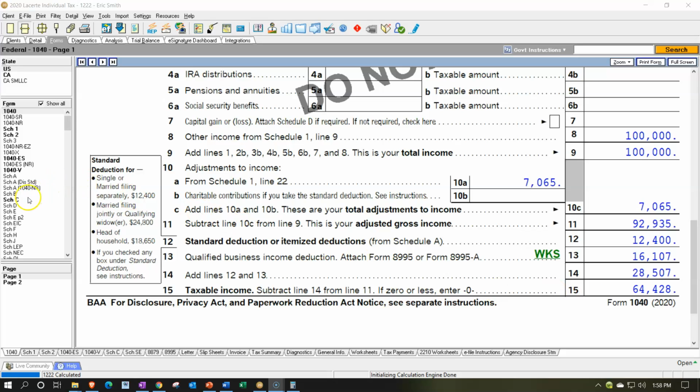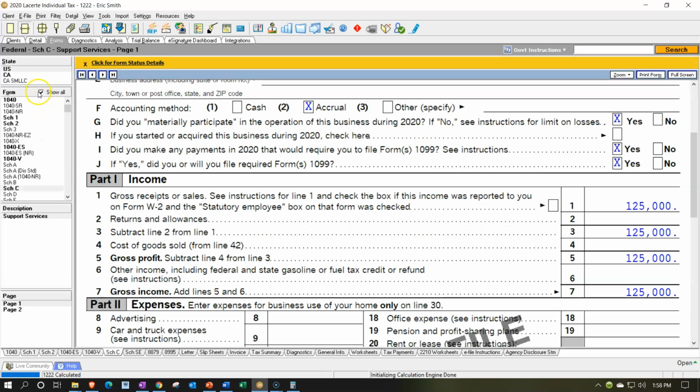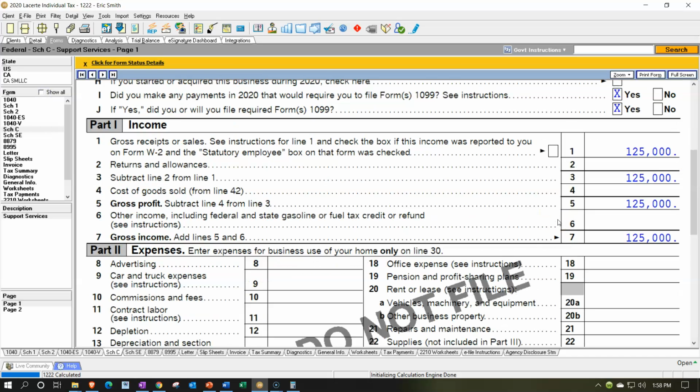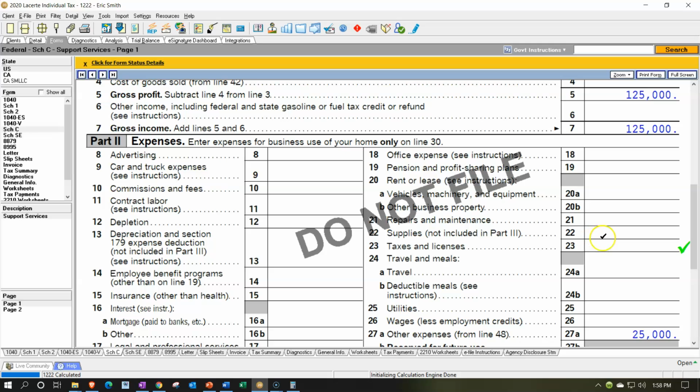We're now going to be going on over to the Schedule C. This is where our focus will be. And we see up top, we have the $125,000 in the income. We're going to be focusing on mainly the taxes and licenses line.